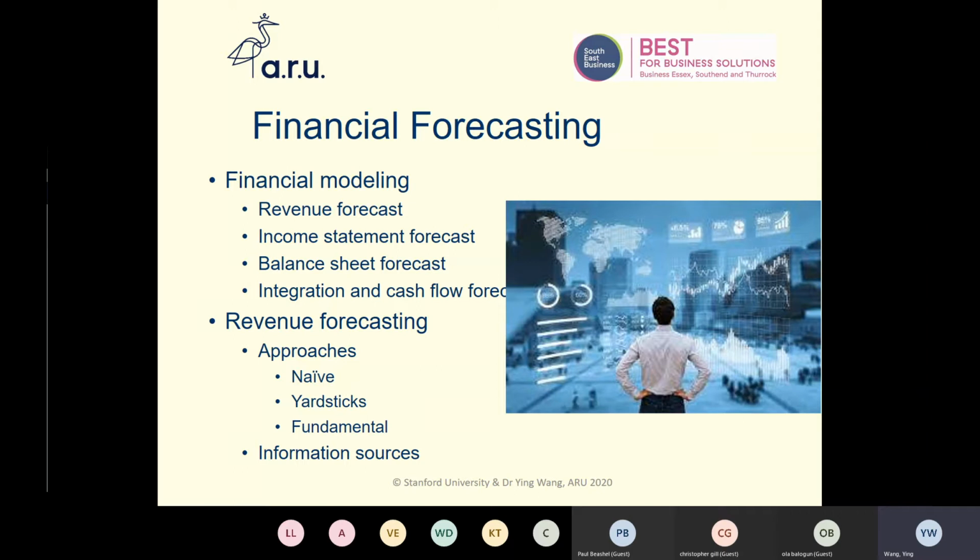If it is a new company, a startup, for example, it tends to use yardsticks. What yardsticks are is, if it is a new business, a new venture, then they could use this to compare with another business in the same industry, like we discussed, the relative value method. So that's the revenue forecasting.